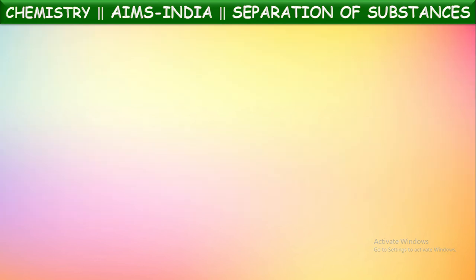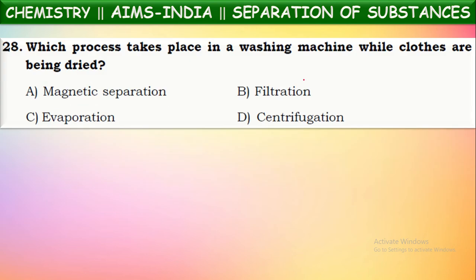Okay, threshing. Next, which process takes place in a washing machine while clothes are being dried? So, what is the method called? So in washing machines, clothes are whirled at very high speed so that water will be separated from the clothes. Actually, it is called centrifugation technique. It is not called evaporation. It is centrifugation. By whirling the clothes at very high speed, the water droplets present on the clothes will be separated. That process is called centrifugation.